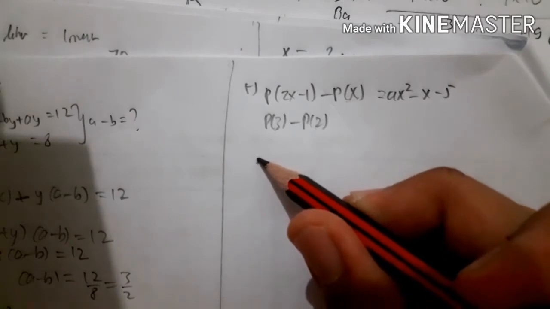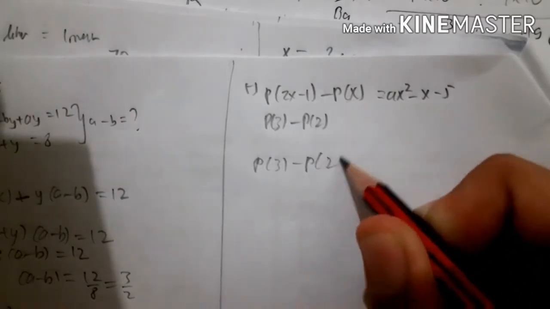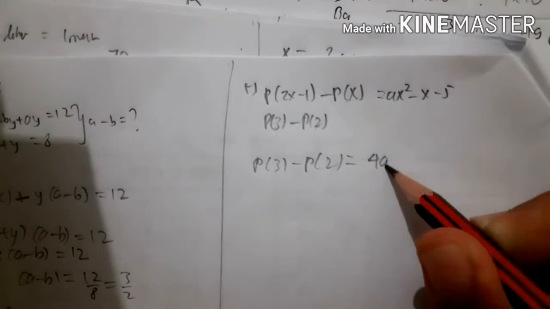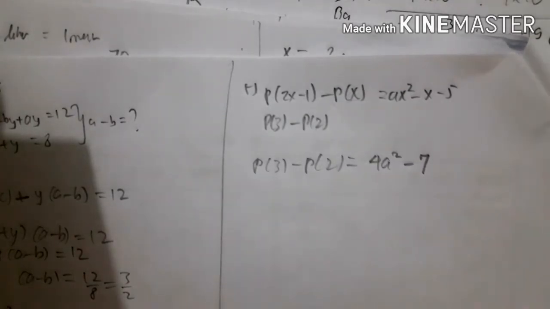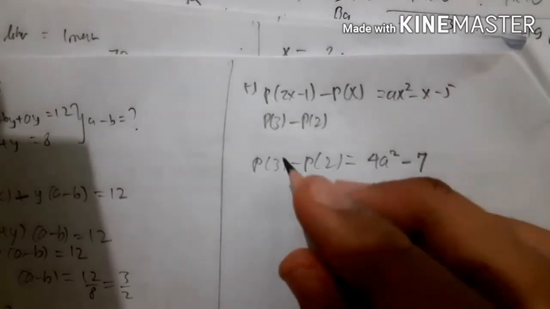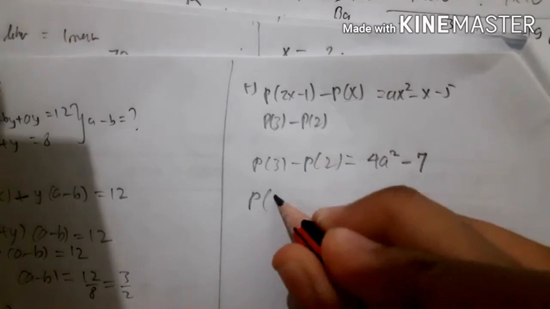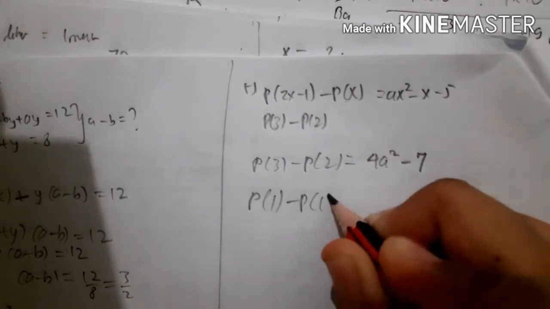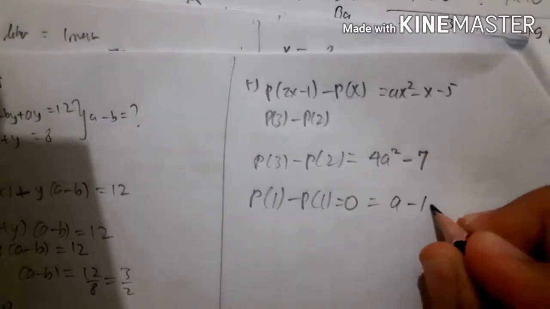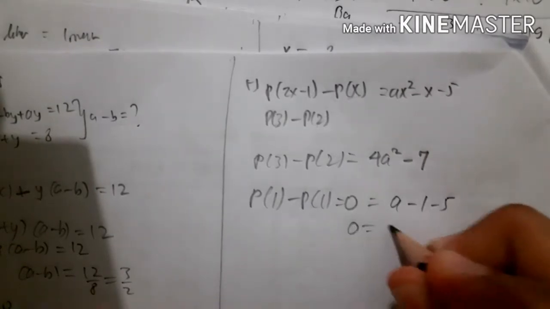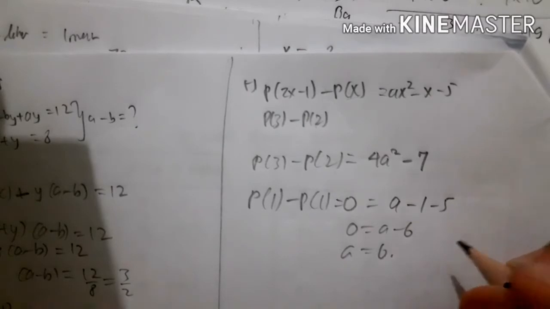So if you substitute 2, that will become 4a minus 2 minus 5, which is minus 7. But the key is that if we put x equals 1, that will be p(1) minus p(1), which is 0, but this will become a minus 1 minus 5. So 0 is a minus 6, so a is 6.